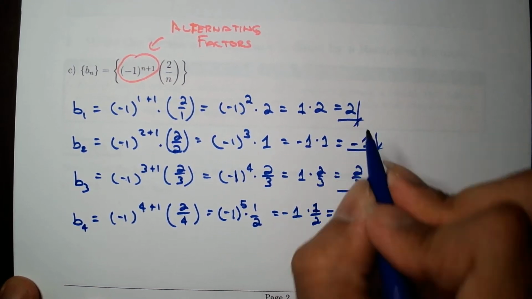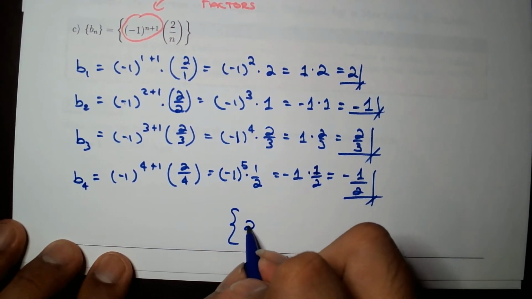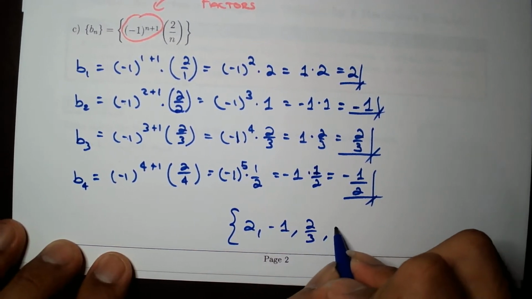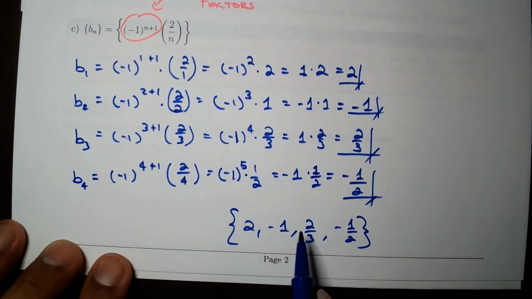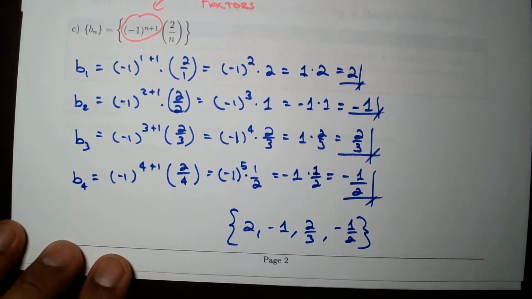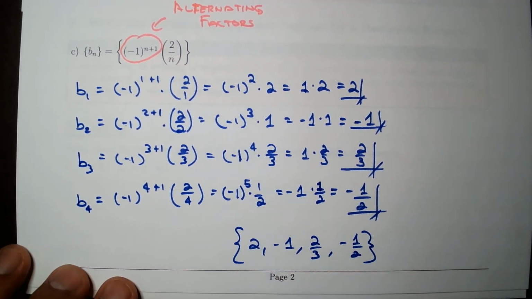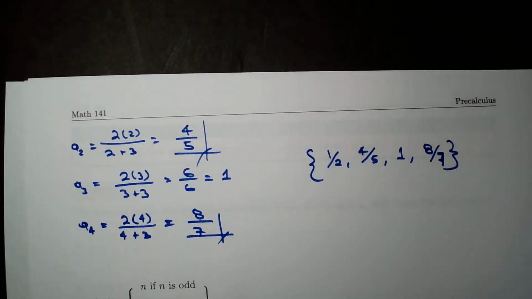And well, the elements of the sequence, let's list them. That's going to be 2, -1, 2/3, and -1/2. As you can see, these terms have an alternation in the sign: positive, negative, positive, negative. So that's why we call these alternating sequences. All right, let's see what's on the next page.